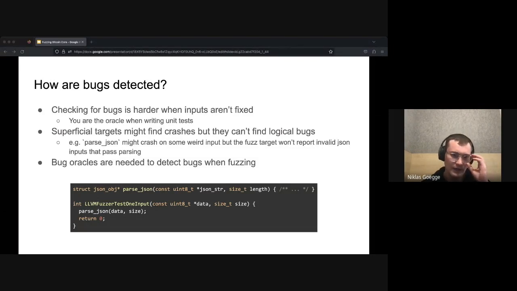All right. So again, if we look at this example, it's only going to catch a certain type of bug. It's pretty superficial. We just pass the data into the parse.json function, and the only type of bug we'll catch is if something crashes. Checking for other types of bugs, logical bugs, is much harder. If we compare this to unit tests, we specifically hard code our test cases: if we put in input A, we expect B to happen. So if you're writing unit tests, you are the oracle for deciding when something is a bug. But with fuzzing, you don't really have that, because you're not specifying the inputs. So you need some kind of bug oracle to tell you, if I pass stuff into my function, did a bug happen or not.